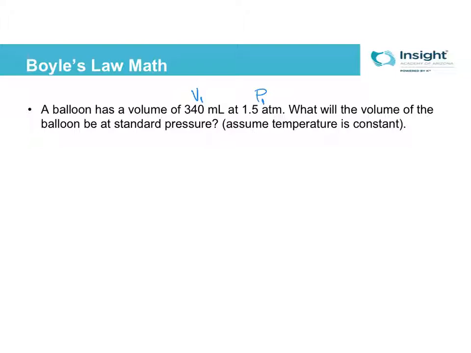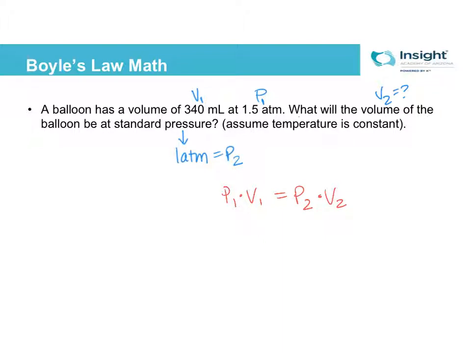So this one's really tricky here. So my V2, I don't know what that is. That's what the question is saying. What will the volume be? Standard pressure, however, I do know what that would be. That's going to be 1 atmosphere. So that's my P2. So now I'm going to plug that into my Boyle's law. So I have P1 times V1 equals P2 times V2.